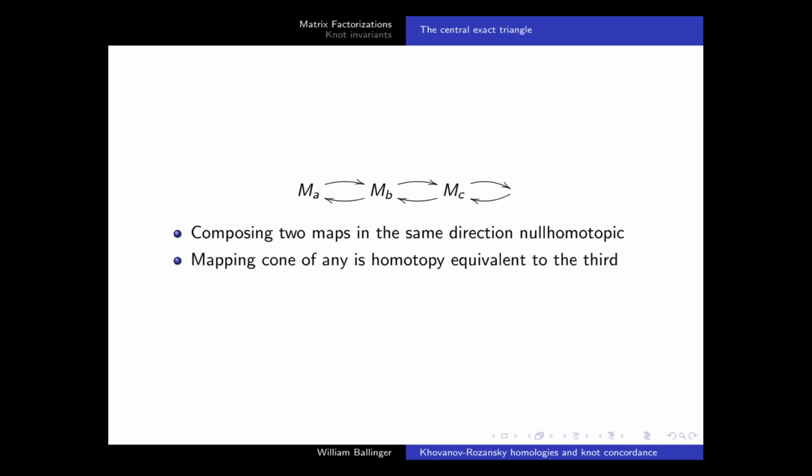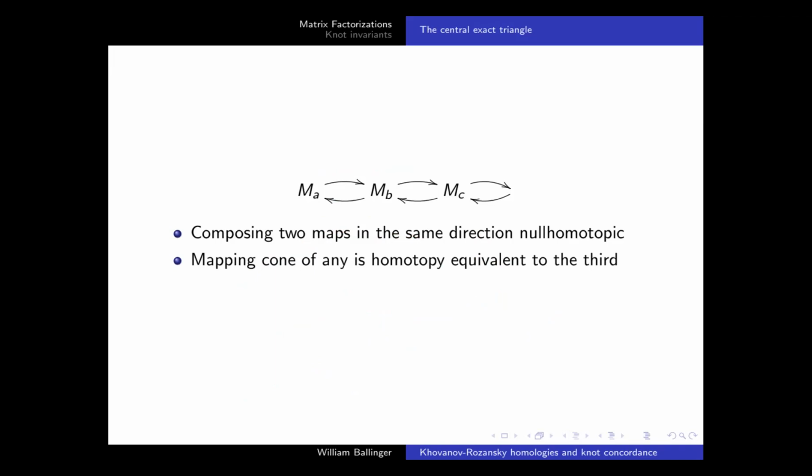So I should also say that it is sometimes important that when you go forward and then back, in this case, that's multiplication by C, just on the nose, and ditto for the other ones. Like if you go between MB and MC, it's multiplication by A. And then finally, the mapping cone of any one of these maps is homotopy equivalent to the third.